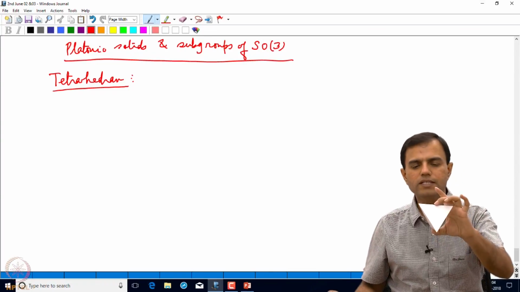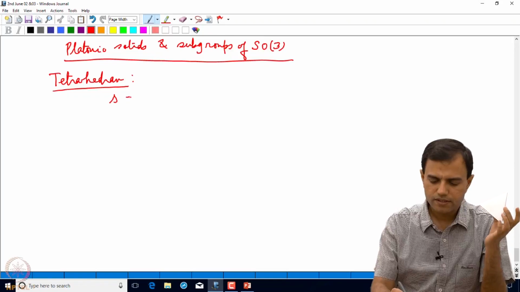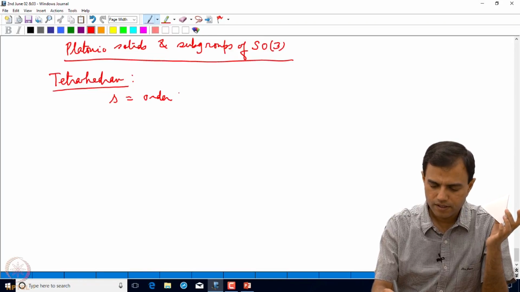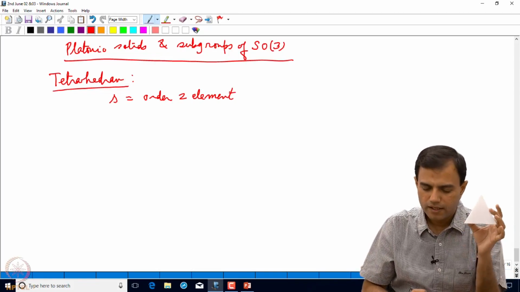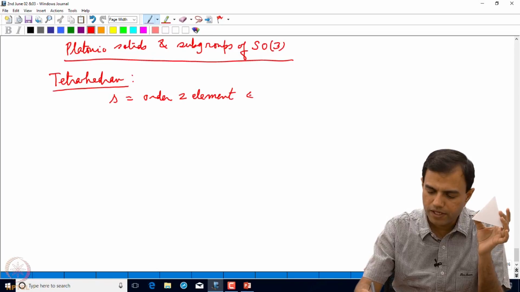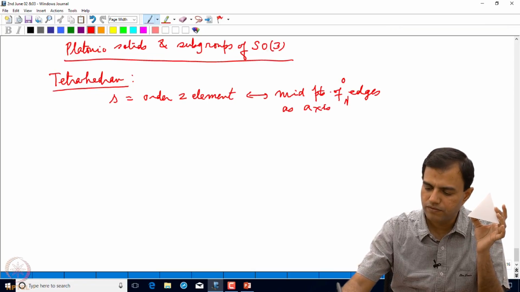So the order 2 element, let me call it S, is obtained by taking the midpoints of edges as axis, the midpoints of the opposite edges.